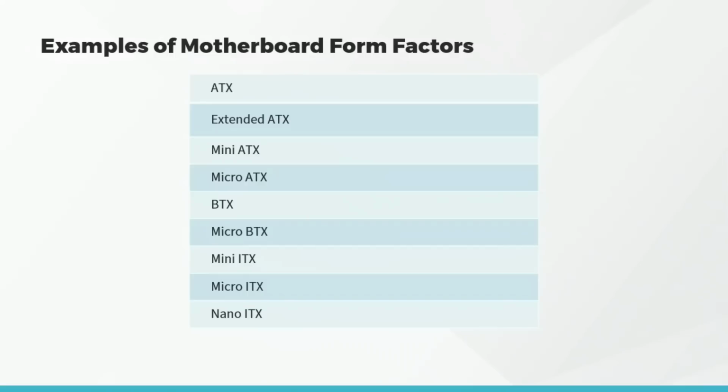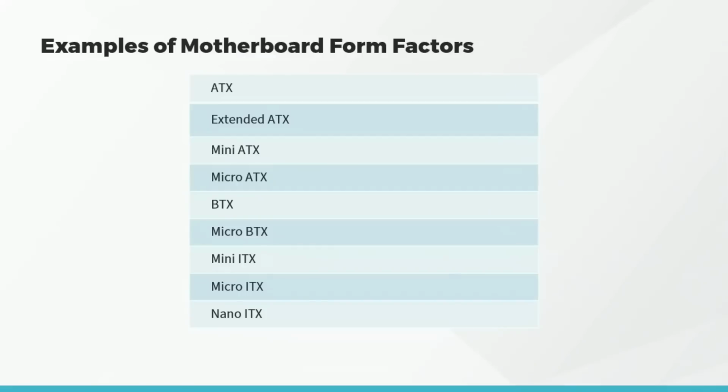And while micro is often the prefix used for the smallest of any given item, in fact, in this case, mini is smaller than micro. For comparison, the original ATX measured 12 inches by 9.6 inches. Extended ATX is 12 by 13. Micro is 9.6 by 9.6. And mini is 6.7 by 6.7.